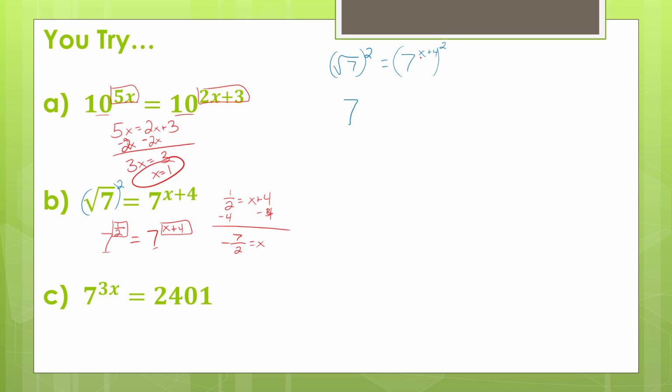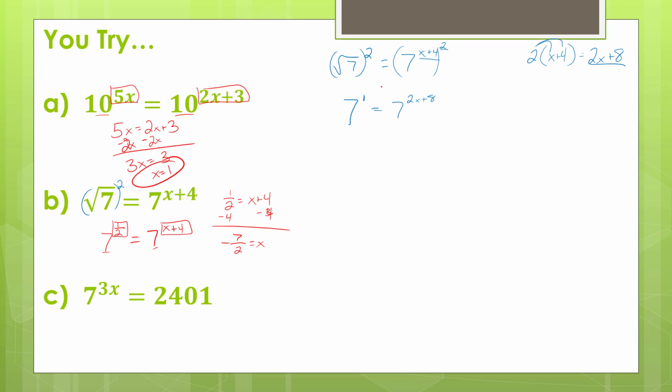And at this point, we should be thinking, hey, I have a power raised to a higher power. So we want to multiply those two powers. 2 times x plus 4. 2 times x is equal to 2x. 2 times 4 is equal to 8. And so we have 7 now raised to the 2x plus 8 power.